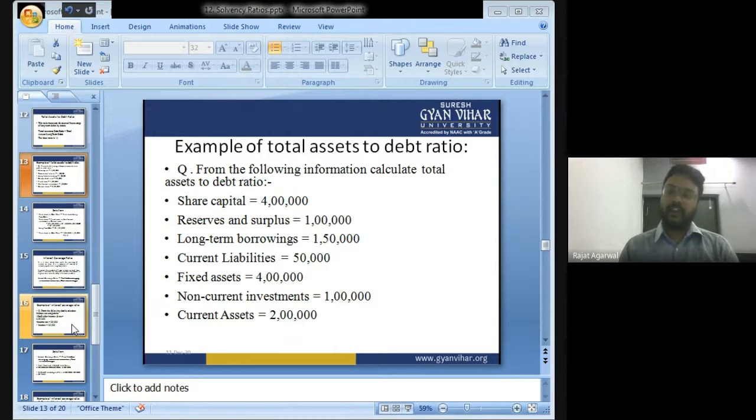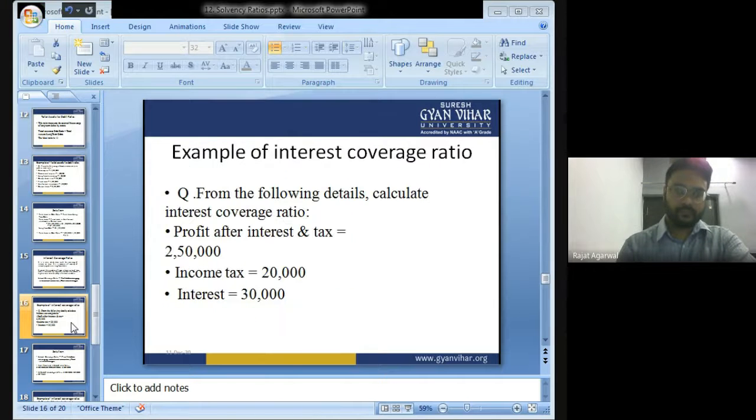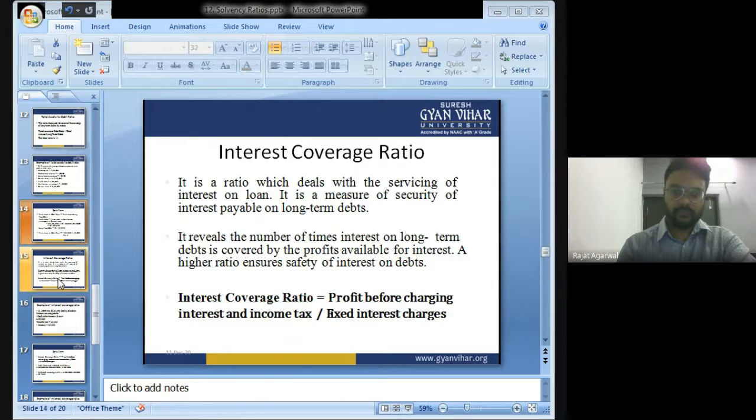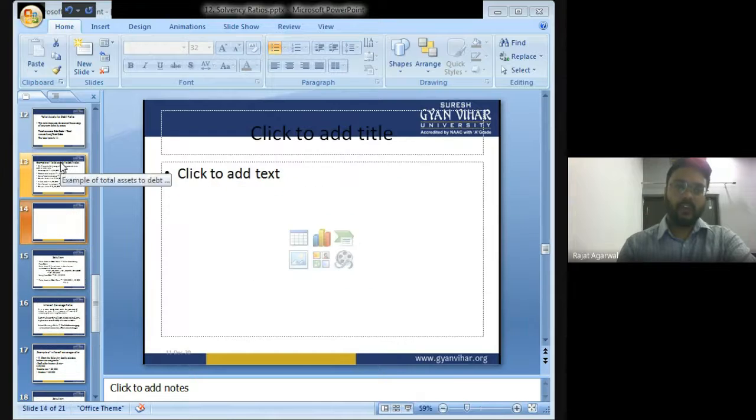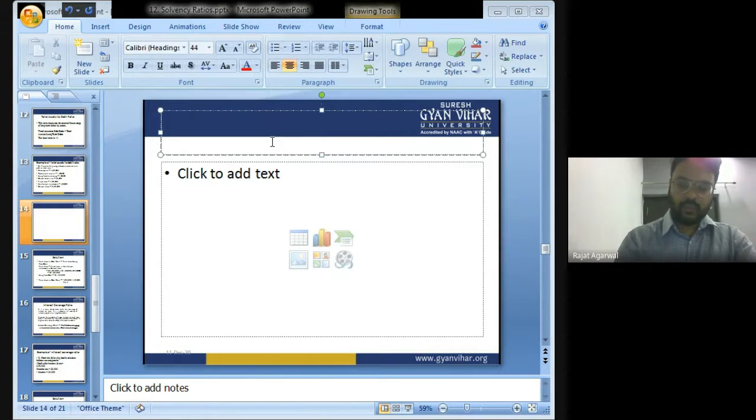Shareholder fund, share capital equals 4 lakh. Reserve and surplus equals 1 lakh. Long-term borrowing equals 1,50,000. Current liability 50,000. Fixed asset 4 lakh. Non-current investment 1 lakh and current assets 2 lakh. Let's start with the solution. So we are going to do the solution now.